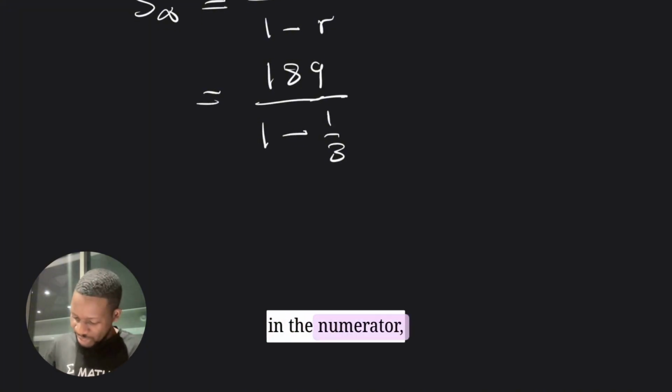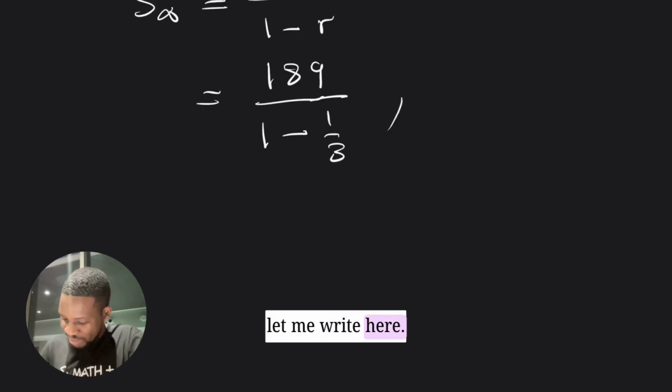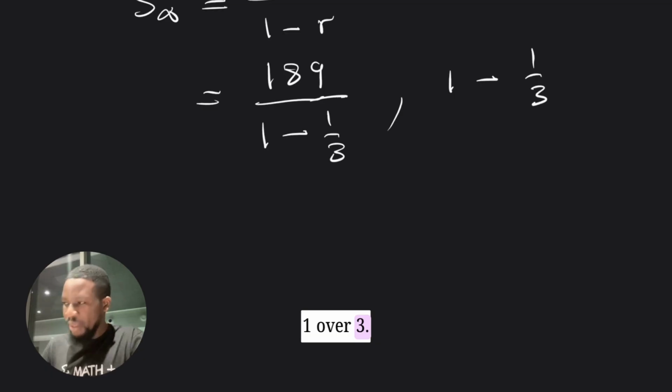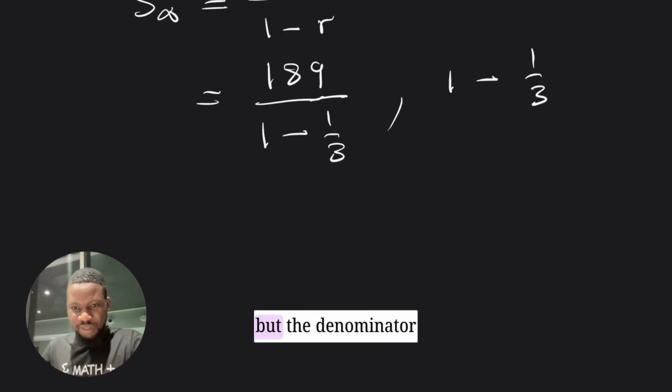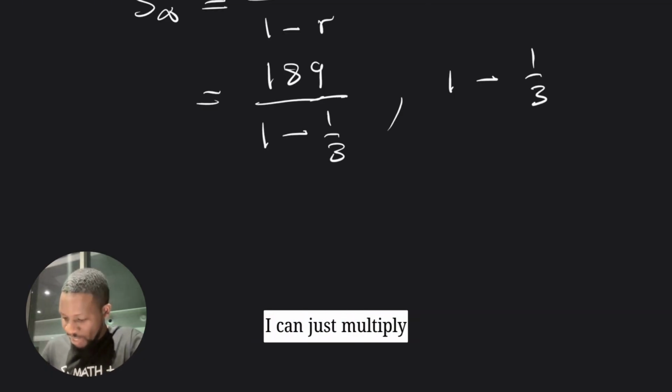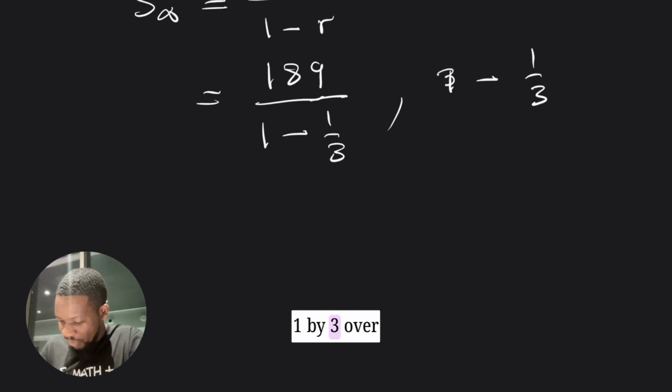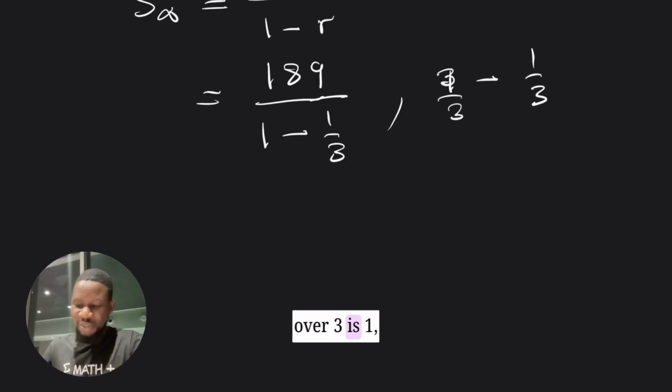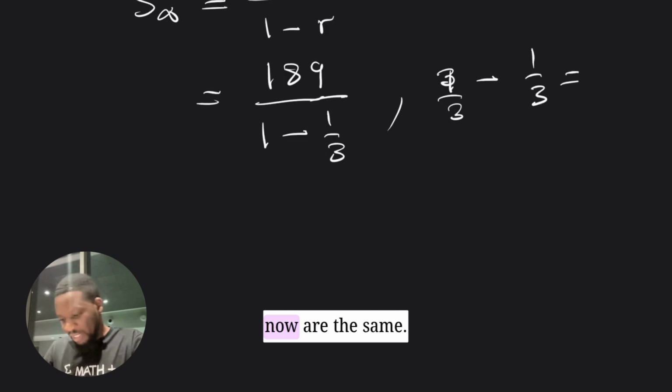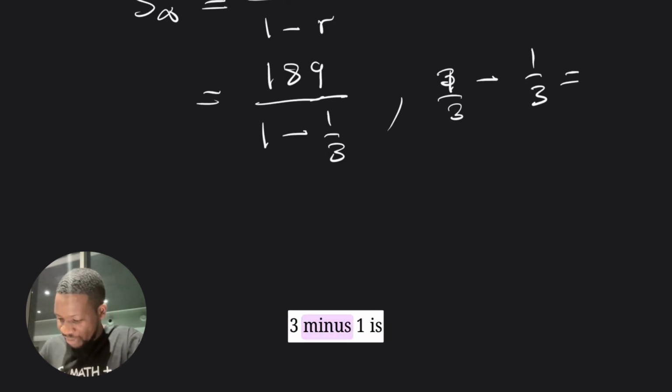One, so in the numerator, let me write here. In the denominator, I have 1 minus 1 over 3. You can see we have 1 on the left, but the denominator here is 3, so I can just multiply 1 by 3 over 3. 3 over 3 is 1, right? So the denominators now are the same. I subtract the numerators. 3 minus 1 is 2 divided by 3.